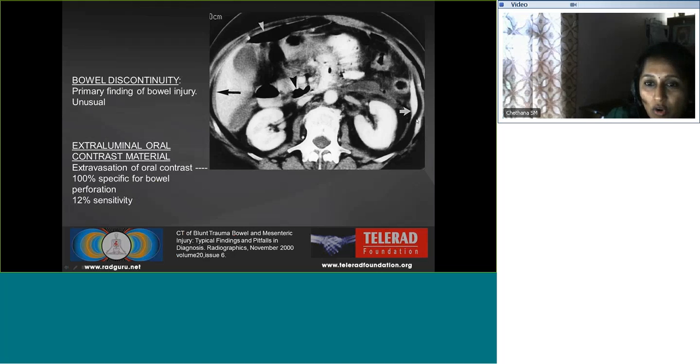As we can see in this case, the extravasated oral contrast is seen on the lateral side, and this is the free intraperitoneal fluid, and extraluminal air loculi are seen in two different places. One is intraperitoneal extraluminal air loculi, and this is retroperitoneal extraluminal air loculi. So putting all these things together, yes, these are indicative of bowel injury.